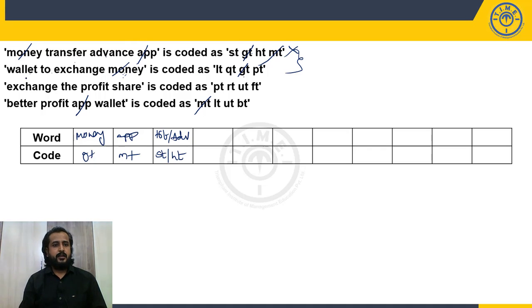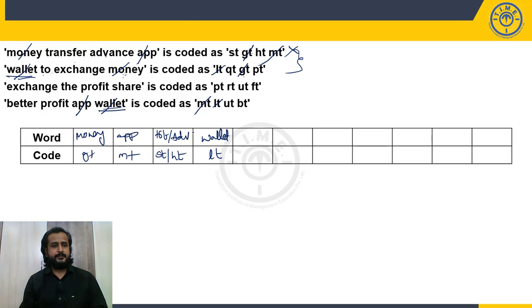Now move to the second statement. Wallet to exchange we are left with. Wallet, do you have it anywhere? Yes, in the fourth statement. Apart from wallet, do you have any other words? No. So only wallet is common. What is the common code? LT. So the code for wallet is LT.